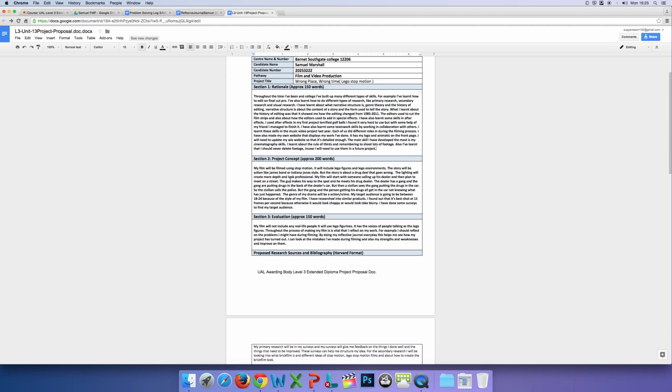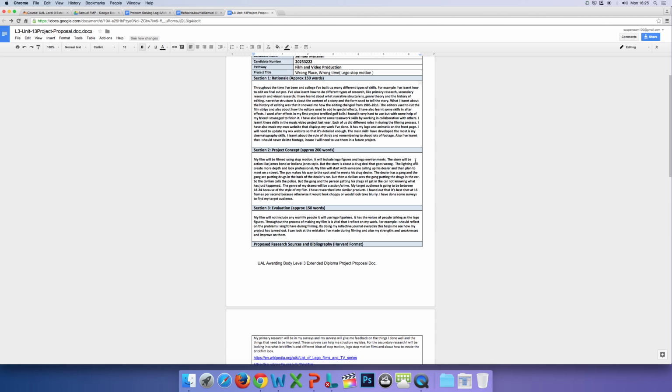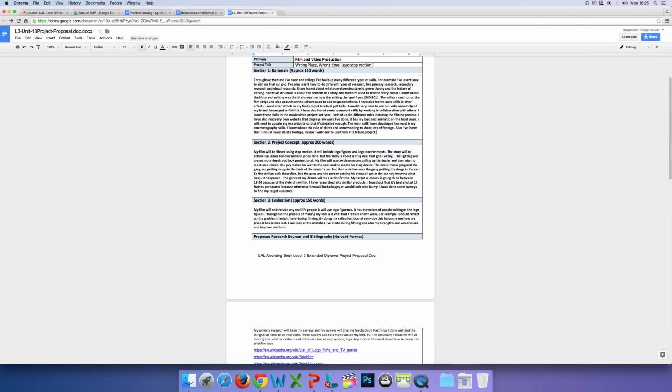In this section, it's about my actual idea for my FMP, and it's filmed in stop motion. It uses Lego figures in sort of Lego environments. So everything in the film is Lego, and the target audience is between 18 and 24 because of the style of my film.